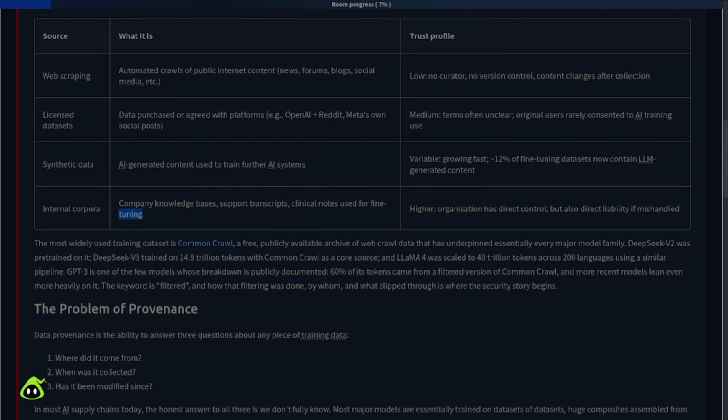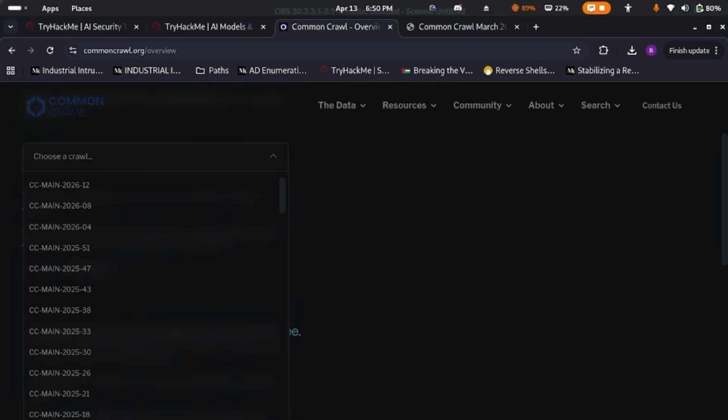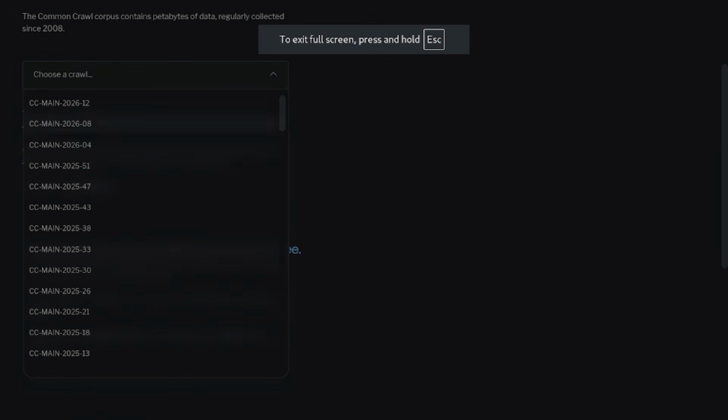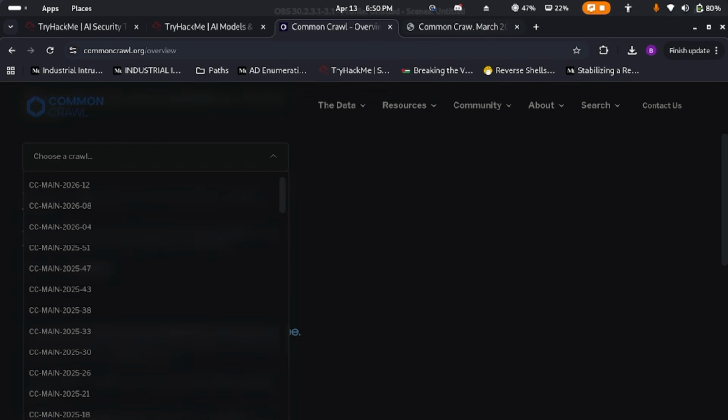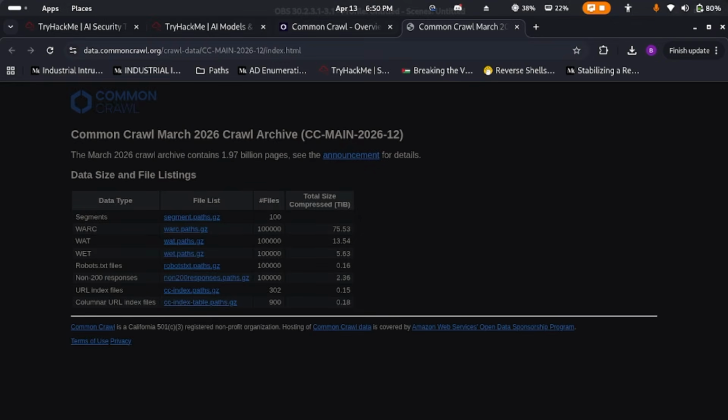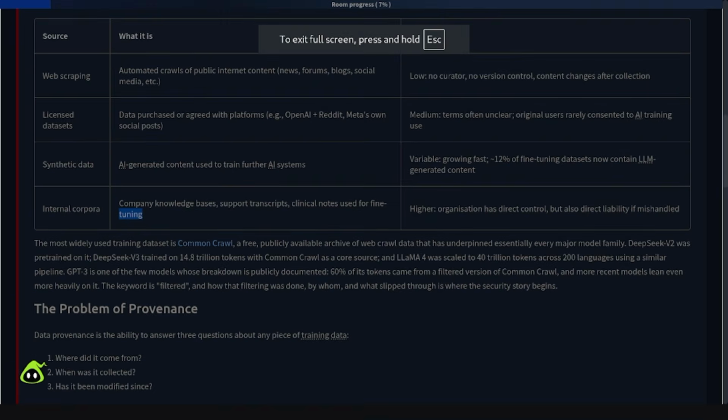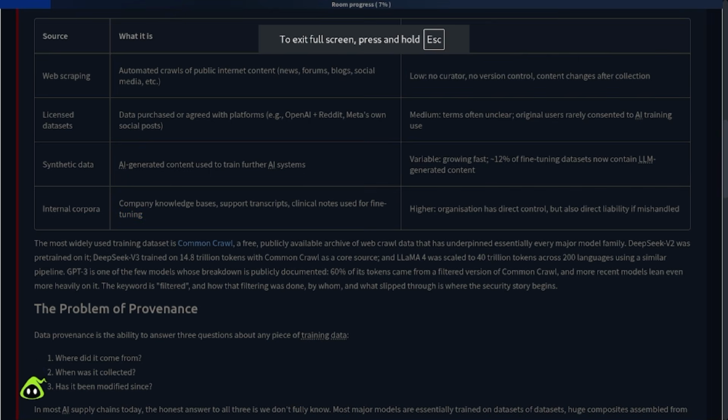So yeah, the most widely used training dataset is Common Crawl, and if I could just show you the Common Crawl over here, we have huge amounts of data which are used for training of these LLMs we are seeing these days. It's a publicly accessible archive of web crawl data that has underpinned essentially every major model family, you name it, and it would be trained on it.